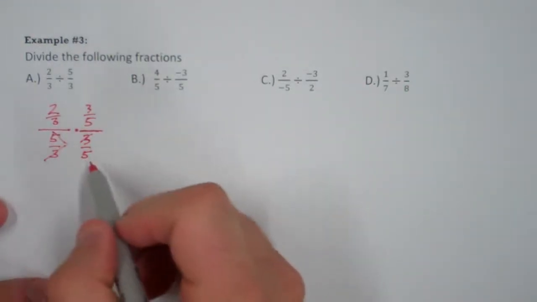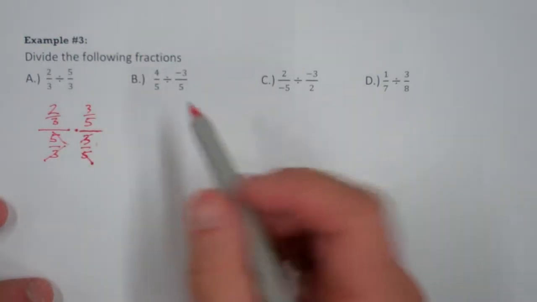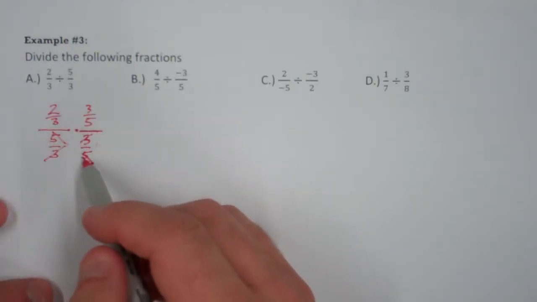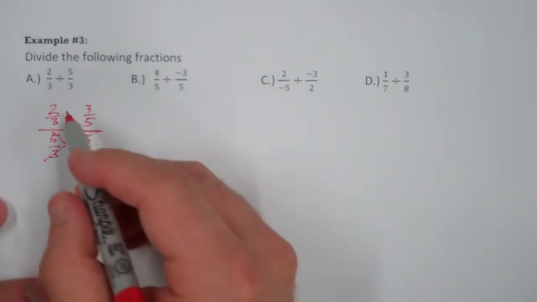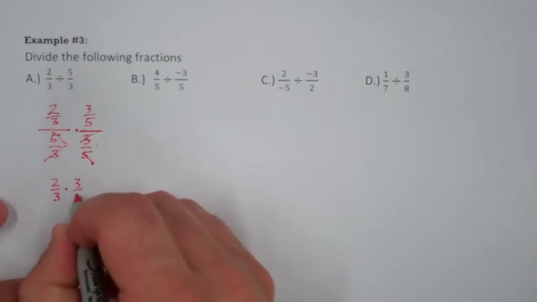3/3 is 1. 5/5 is 1. So there's going to be a 1 left here in the denominator. And you know that anything over 1 is just that same thing. So really all we need to do now is work with 2/3 times 3/5.